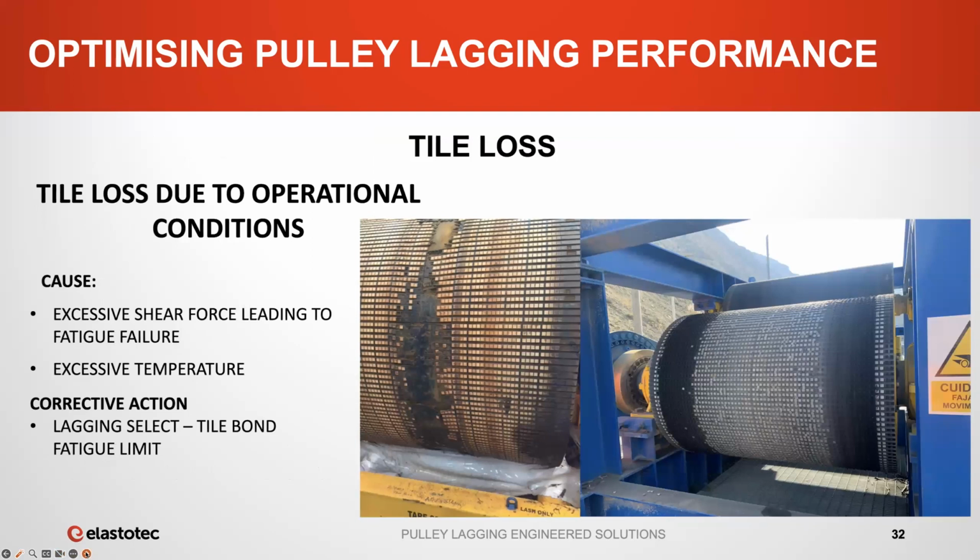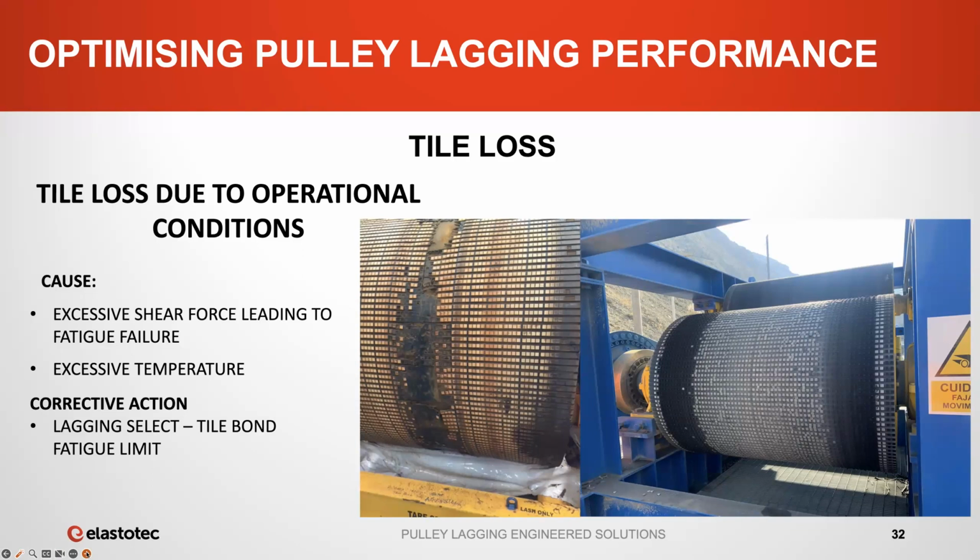Tile loss due to operational conditions, such as high shear, results in the tiles being torn from the rubber backing, and you get a jagged rubber pocket where the tile was, and typically the tiles will come out with rubber attached to them. This is most commonly seen on high tension bend pulleys, which is the photo you can see here in the center. Here, the high localized shear forces due to the belt cover wear acting on the tiles in a cyclic fashion eventually cause the rubber to fatigue. The damage in this center photo took roughly 3 years to occur.